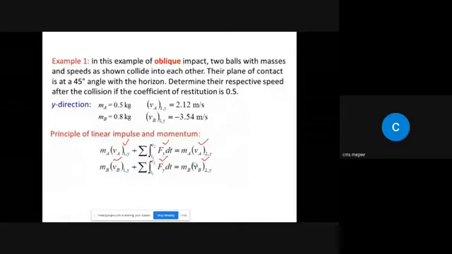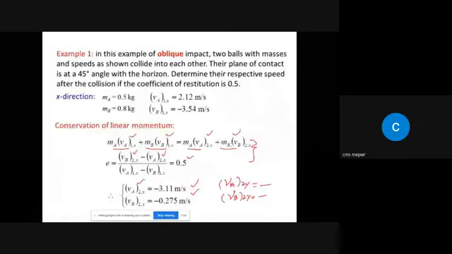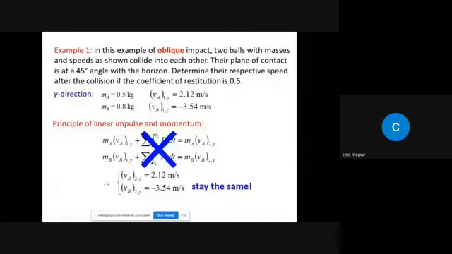Now, if we look at whether there is any impulse in the y direction, in this diagram along the y direction there is no impulse. This means we can cancel out this impulse term. When you cancel it out, you get MAVA1y equal to MAVA2y, and similarly MBVB1y equal to MBVB2y. This indicates that the y component of momentum before and after the collision, or after the impact, remains the same.